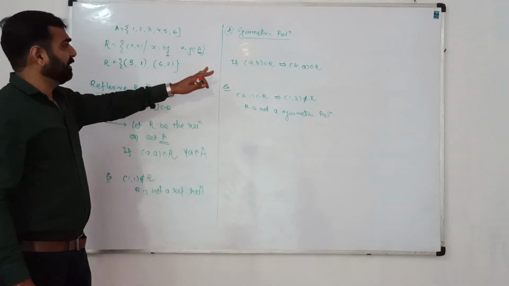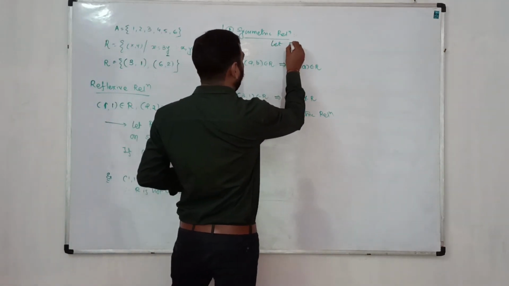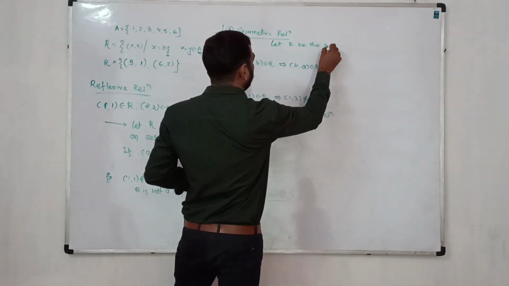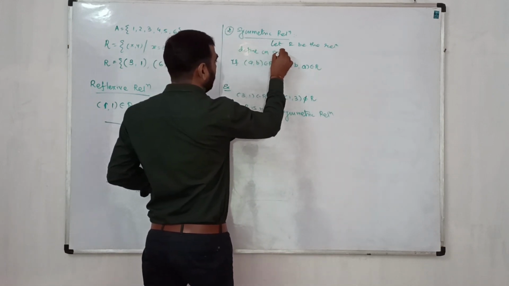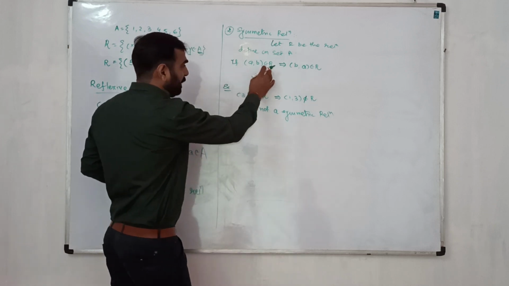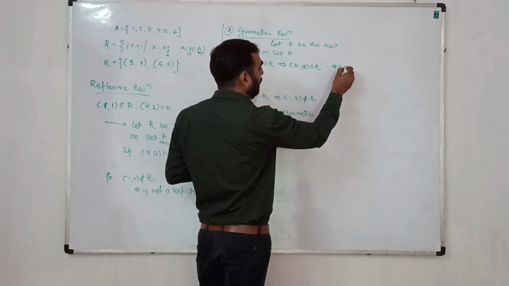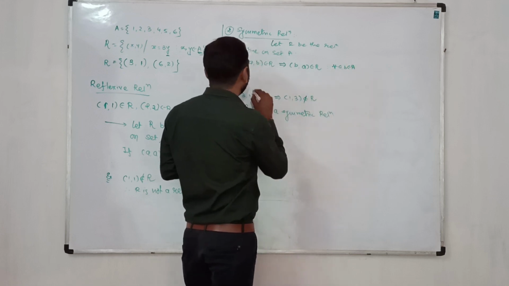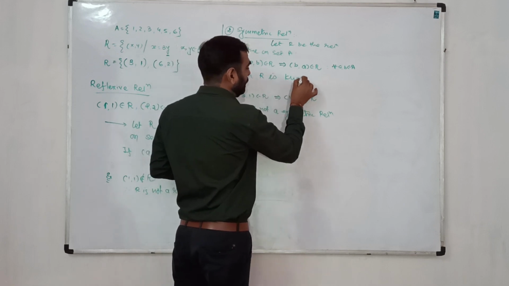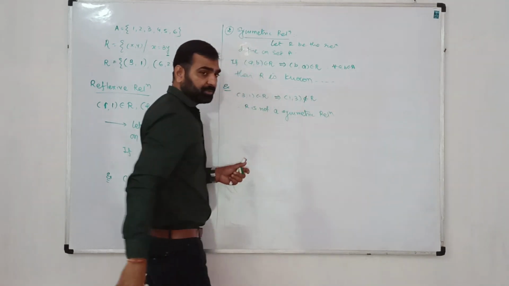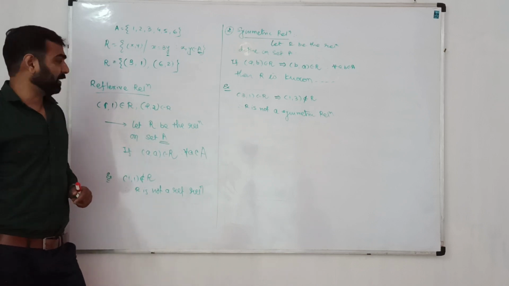Okay, so this is the definition for the symmetric relation. Let R be the relation defined on set A. If (a, b) belongs to R, that implies (b, a) belongs to R for every a and b belonging to capital A. Then R is known as a symmetric relation.